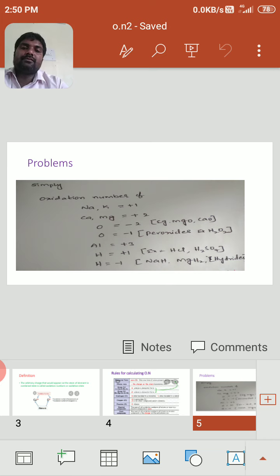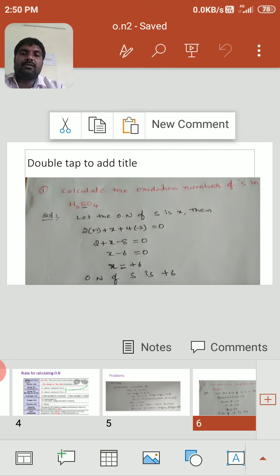And now let's go to the problems. First problem: calculate the oxidation number of sulfur in H2SO4, sulfuric acid. The unknown element in H2SO4 is sulfur. In mathematics, what do we call the unknown? x. Here also x. We don't know the oxidation number of sulfur, we have to calculate it, hence we consider sulfur as x.